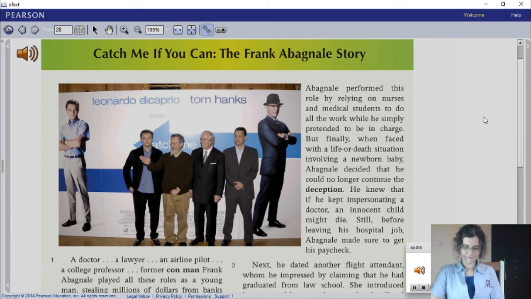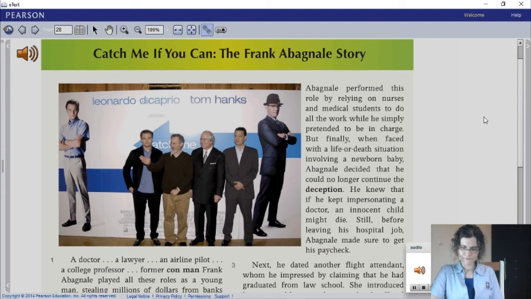He paid cash for 6 months' rent in advance and wrote medical doctor on his apartment application. He soon became friends with a doctor in the apartment community. After convincing this man that he too was a medical doctor, he was offered a hospital job as a temporary supervisor. Abagnale performed this role by relying on nurses and medical students to do all the work, while he simply pretended to be in charge.